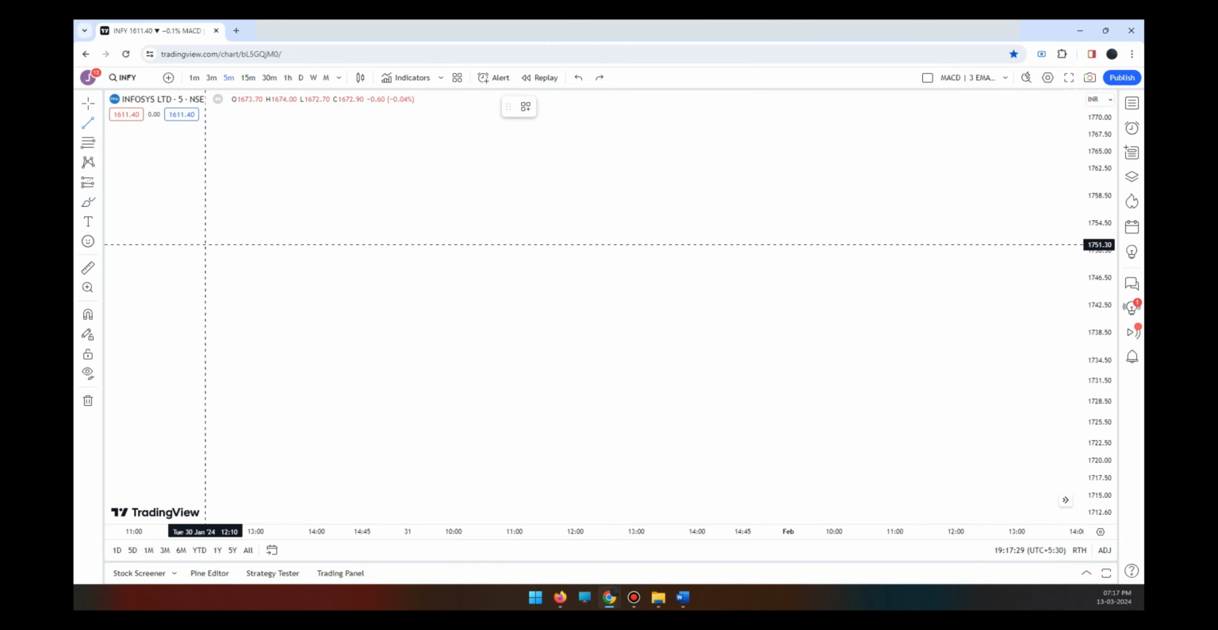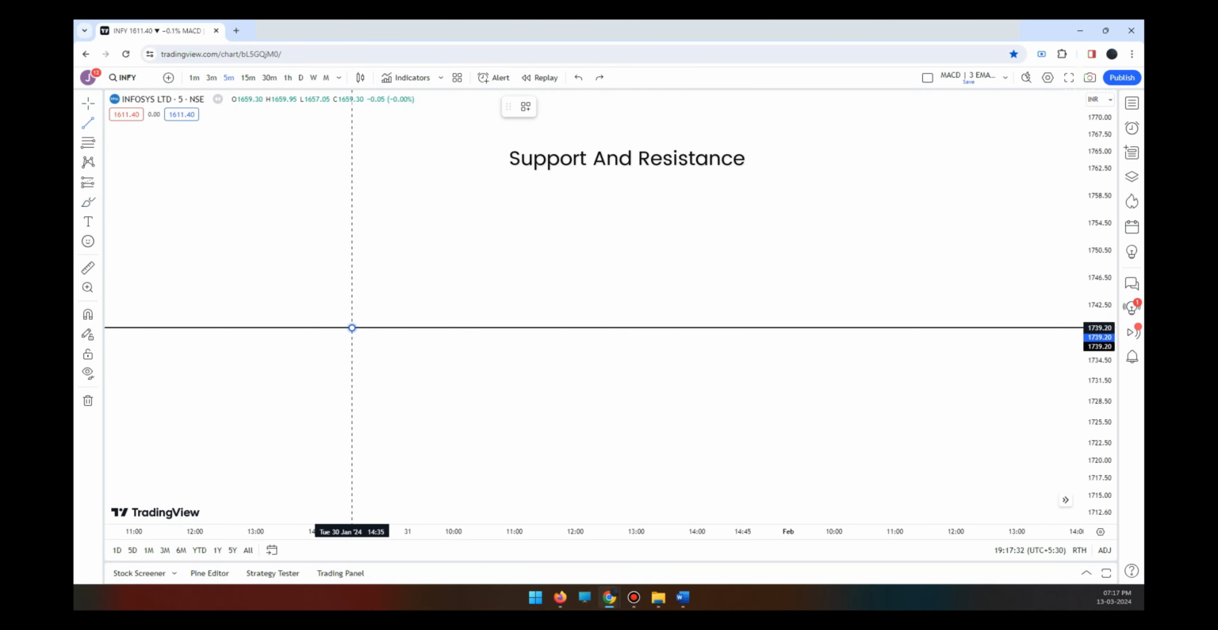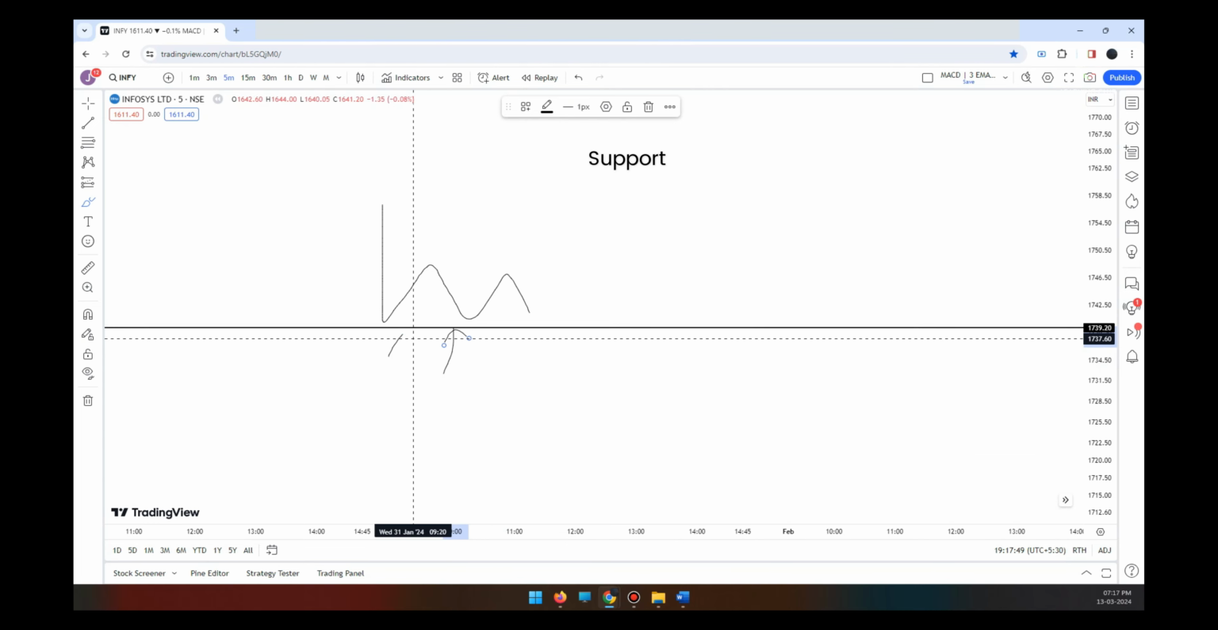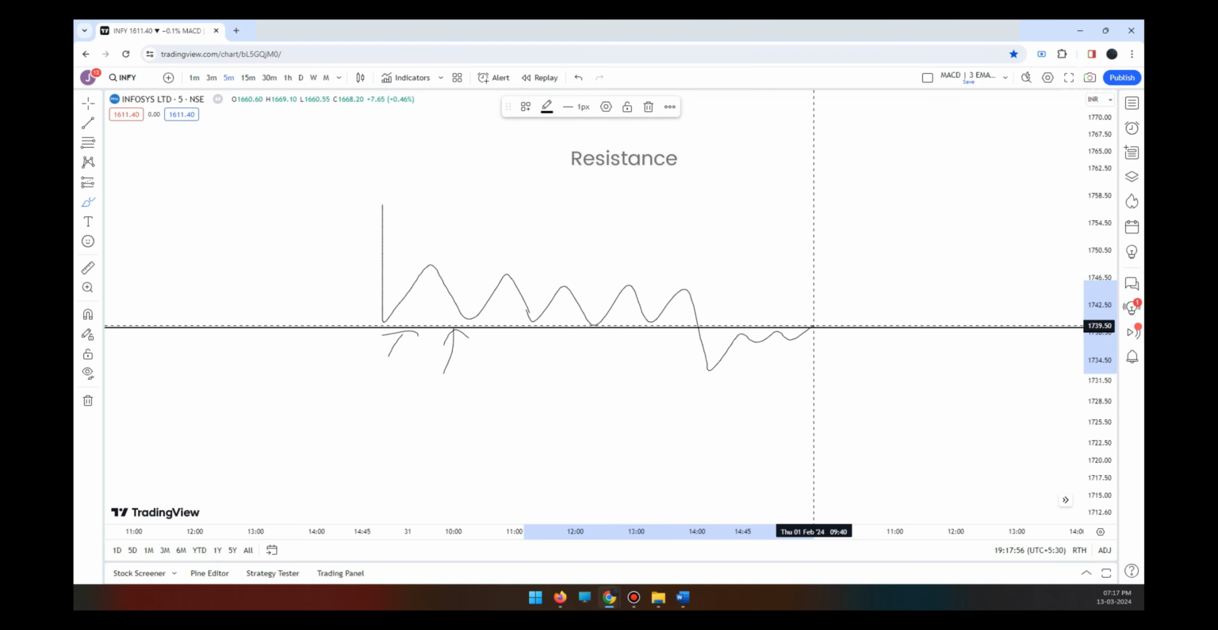Like we all know, the most basic thing in the markets is support and resistance. This is a level. Support and resistance keep changing their roles. As long as the prices are trading above this level, it will act as support. Now, the moment the prices break down, the same level would become resistance.